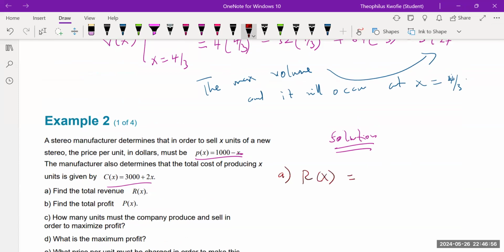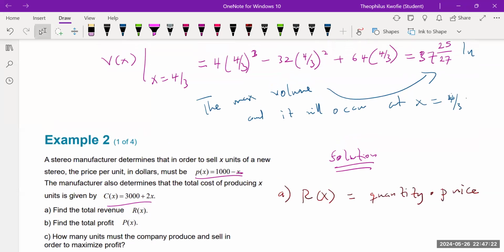What is revenue? So revenue is always what? Quantity times price. Revenue is always quantity times price. Is that okay? Now, per the question, what is our quantity? Remember, the question says that the manufacturer wants to sell x units of the new stereo. So the quantity is x units. Is that okay? And then the price is already given.